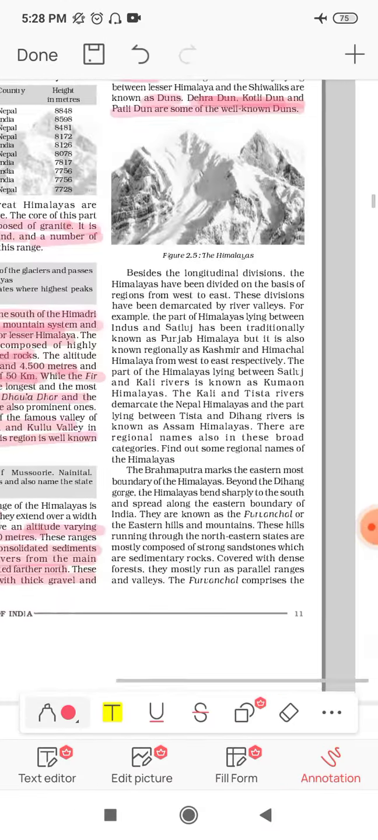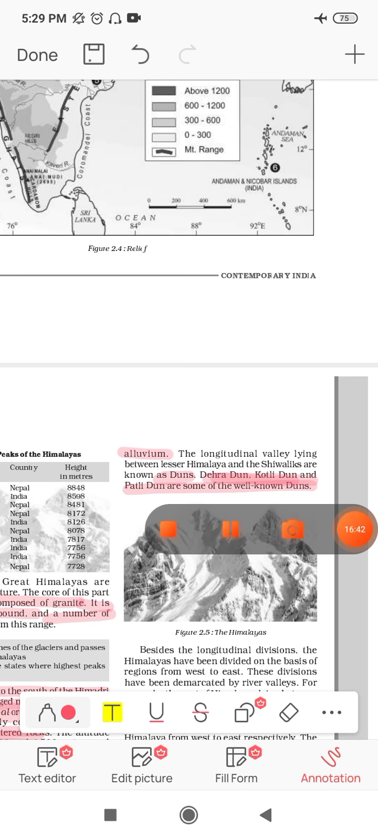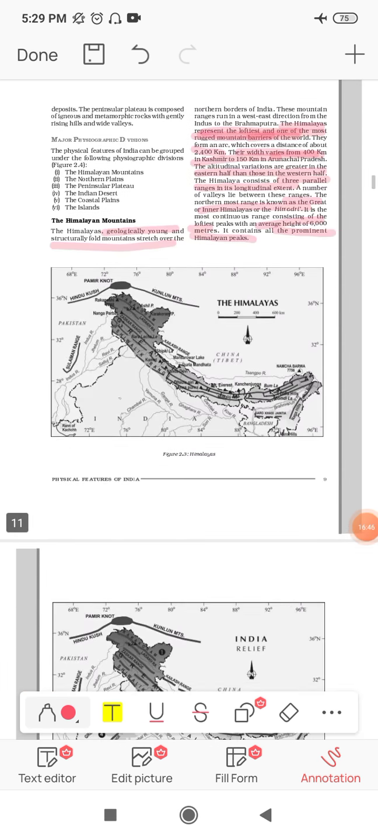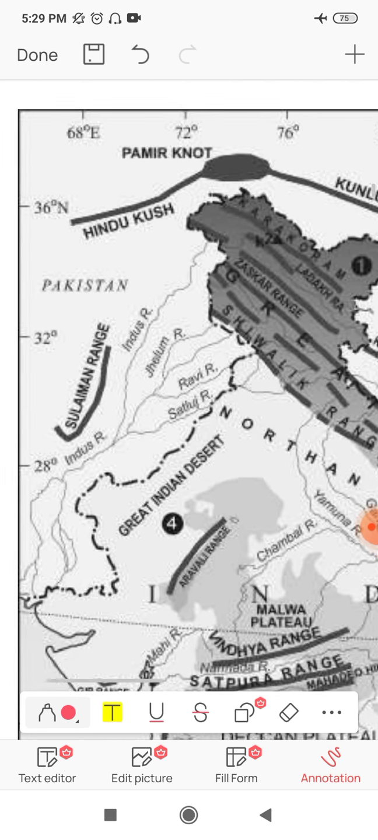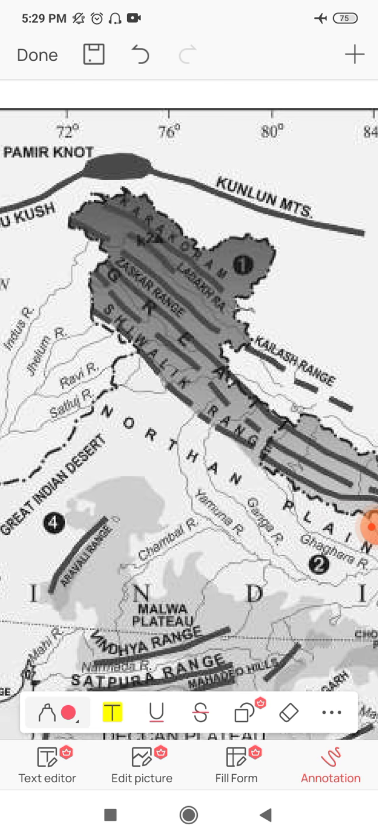Okay, if you open the map, if you see the map, so if you open the map, you will get to see that here in the western part of Himalaya, we have Indus, Jhelum, Ravi, Satluj.